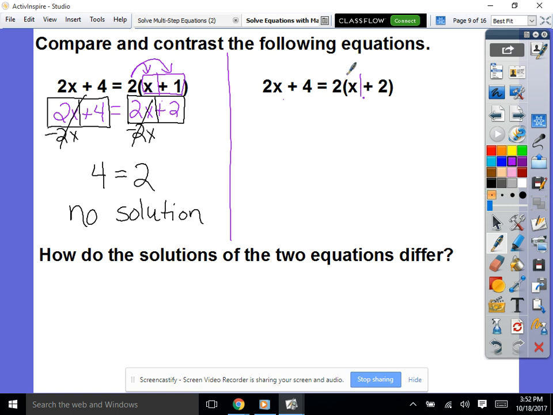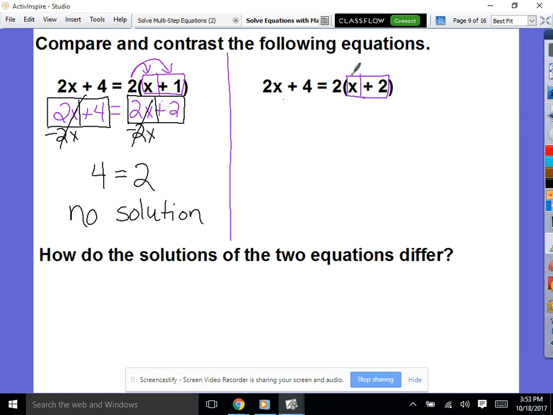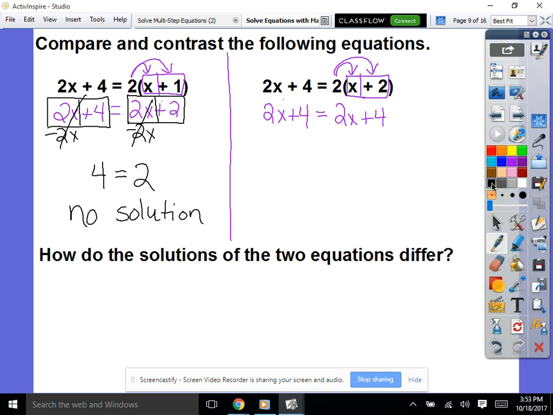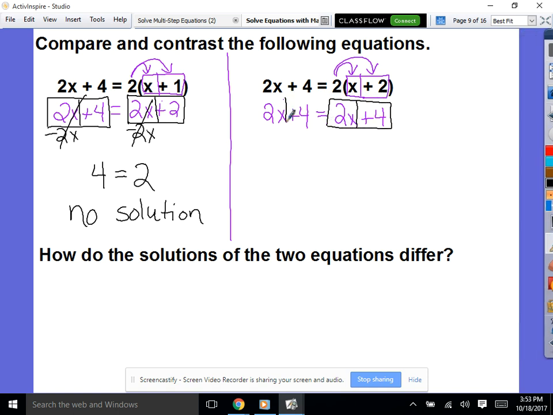We box in our terms, and multiply by what's outside. 2 times x is 2x. 2 times positive 2 is positive 4. Everything else comes straight down. Now you may notice that the equation looks the same on both sides now. We're going to keep working just so that you can see it worked all the way out. We're going to do exactly the same thing.